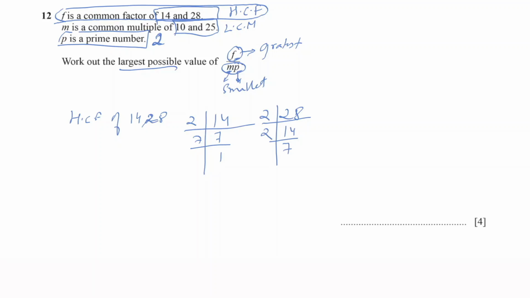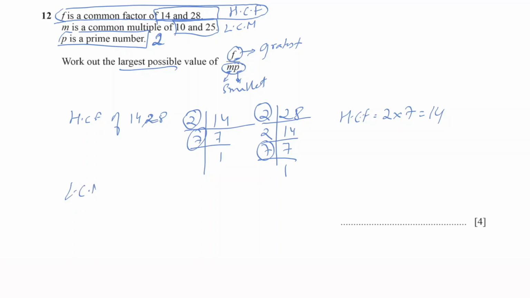Okay, so the HCF of 14 and 28: we have the common factor 2, and here we also have 7. So HCF is equal to 2 times 7, which is 14, right? The highest common factor is 14. It means that the highest possible value for 14 and 28 will be 14, right?